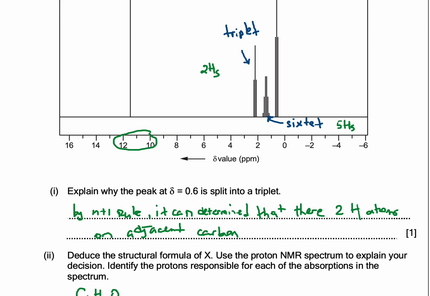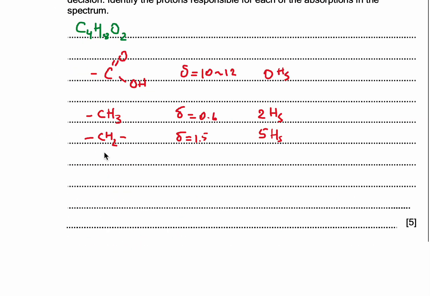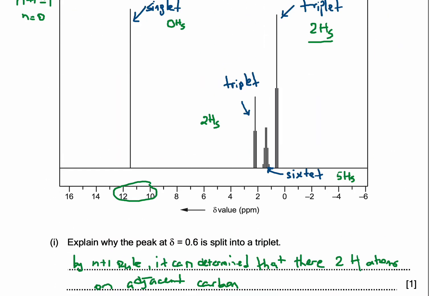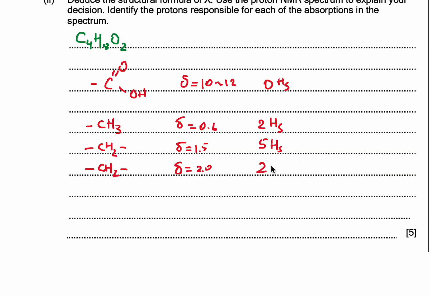Again, the last one is a triplet. It can be CH3, but from the data booklet you can see that it can be CH2 connected near an electronegative element. Here we have oxygen, an electronegative element. So this is around 2, and it also has 2 hydrogens on the adjacent carbon.